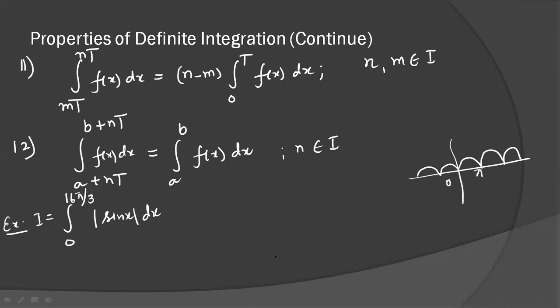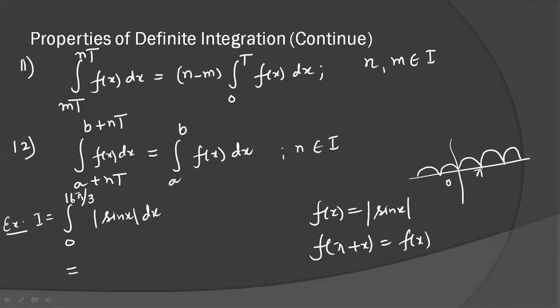The period is pi. If you take f(x) as mod sin x, then f(pi plus x) gives you f(x) again. The period is pi; the least positive real number is pi here. It repeats also after 2 pi, 3 pi, but we always take the least. So the period is pi here.